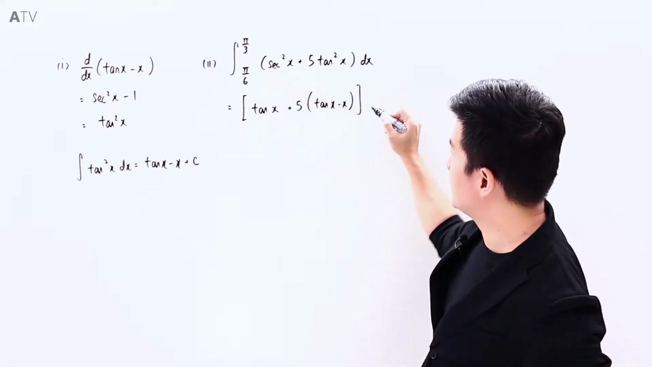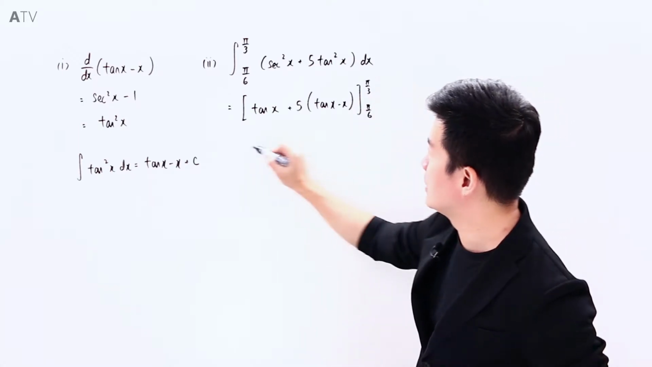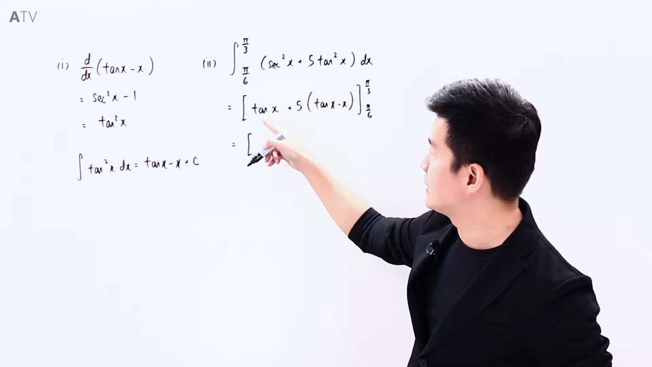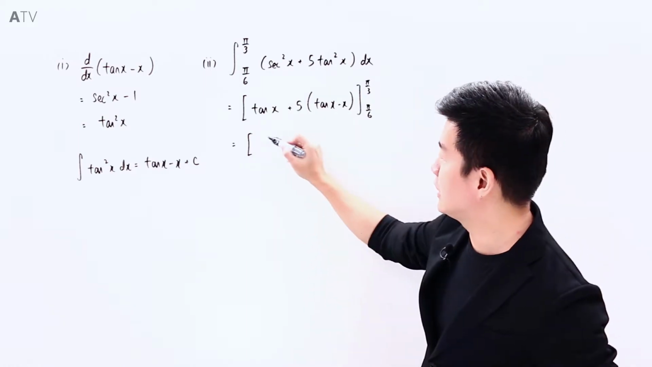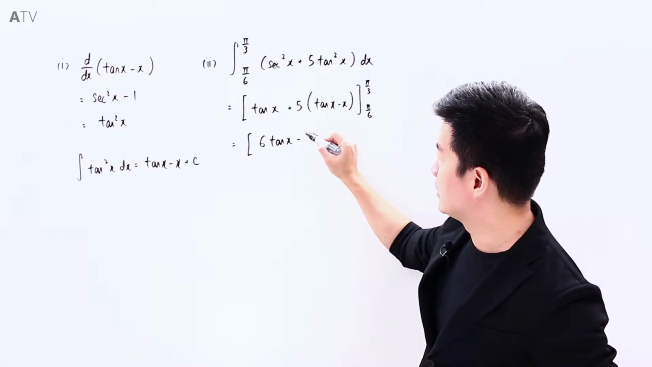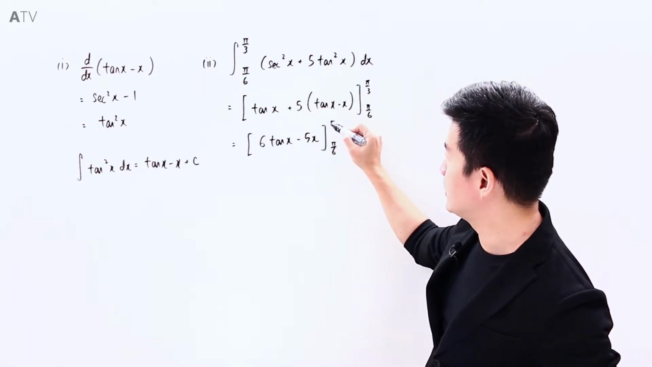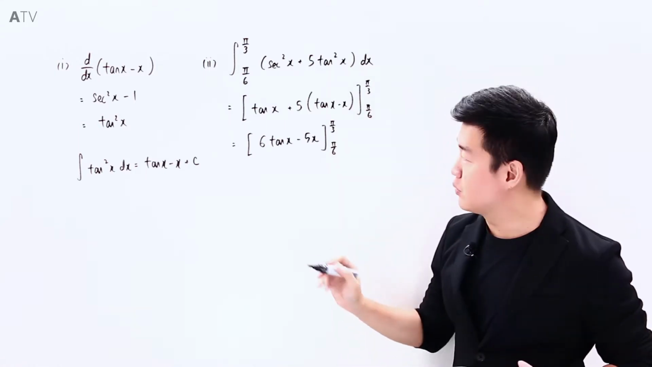Then lower limit, this is pi over 6, and upper limit, this is pi over 3. So what we are looking at is tangent x plus 5 tangent x. So we have a 6 tangent x, then minus 5x. Lower limit is pi over 6, and upper limit is pi over 3.